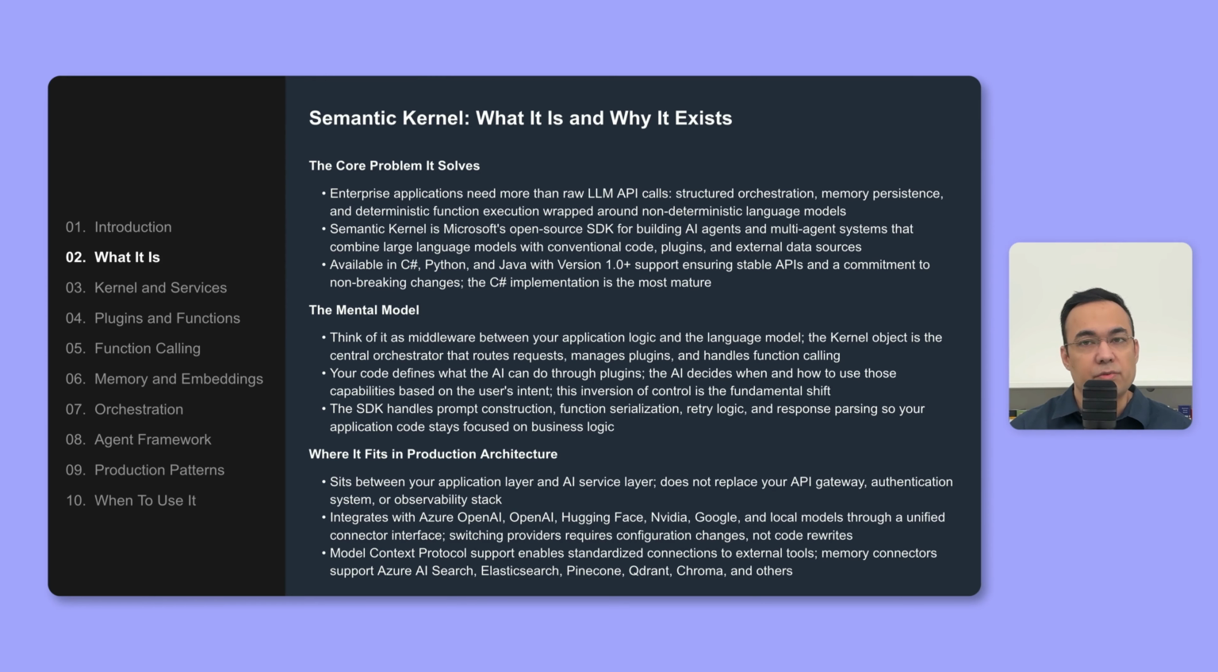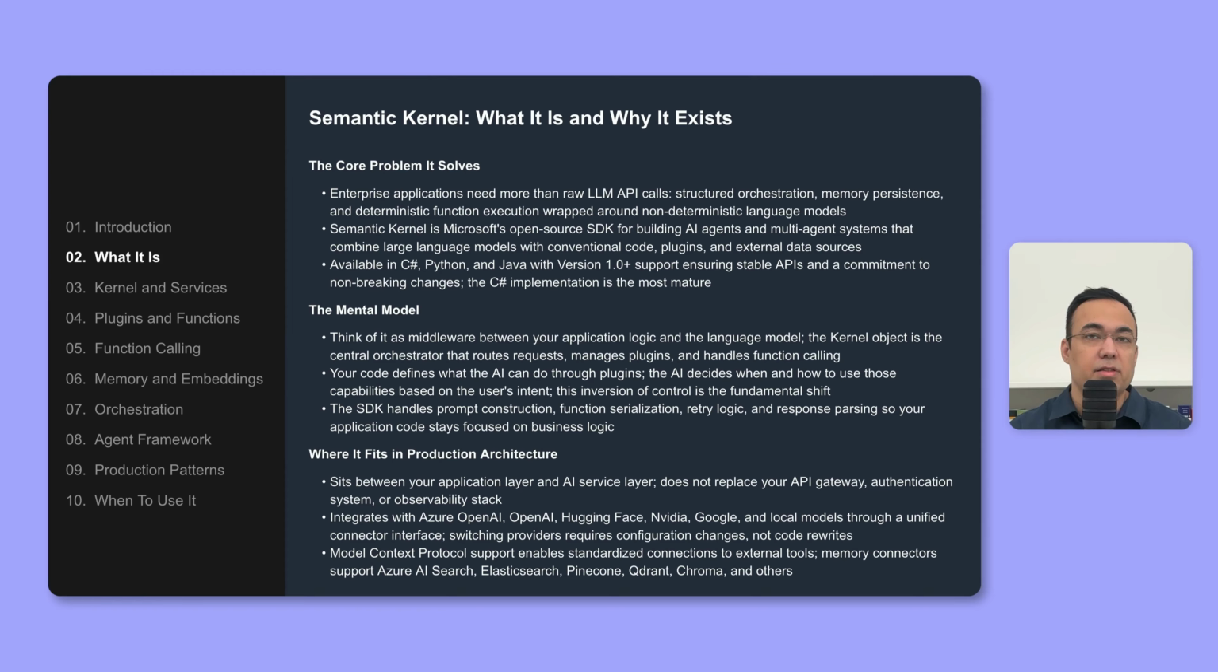In terms of where it fits in your production architecture, Semantic Kernel sits between your application layer and your AI service layer. It does not replace your API gateway, it does not replace your authentication system, and just to make sure, it does not replace your observability stack as well. So those things you still need to do, but it does do a lot of different things.